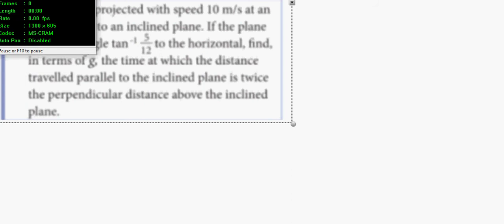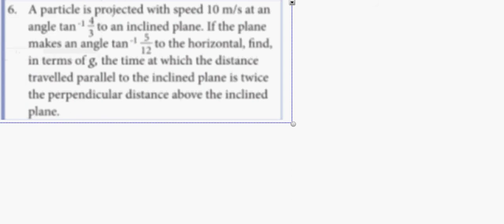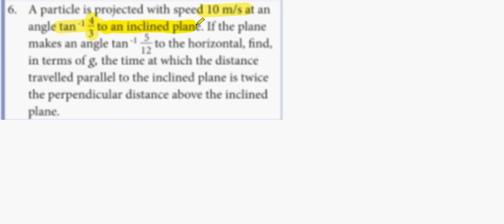Let's dissect the language on this one. A particle is projected with speed 10 meters per second, U equals 10, at an angle tan inverse 4/3 to the inclined plane. Not to the horizontal, to the inclined plane. So this is a normal question.